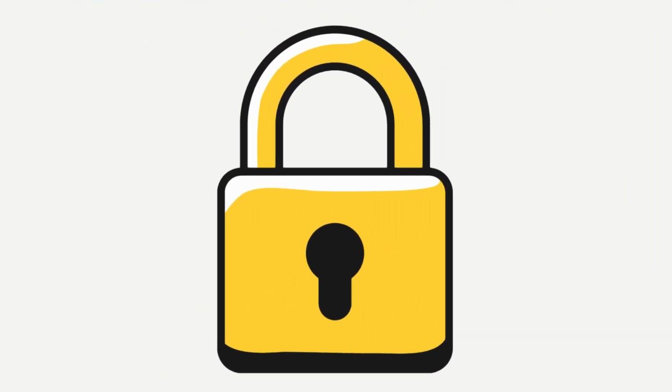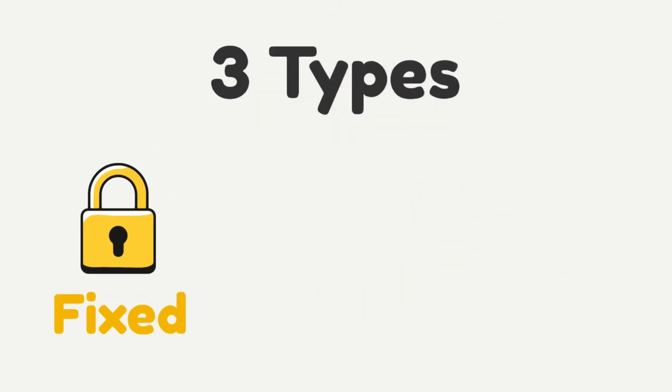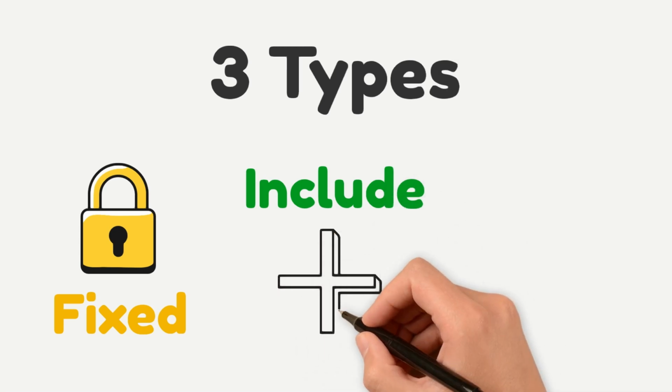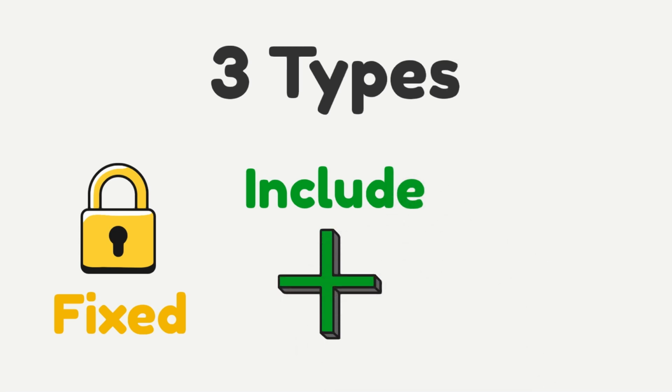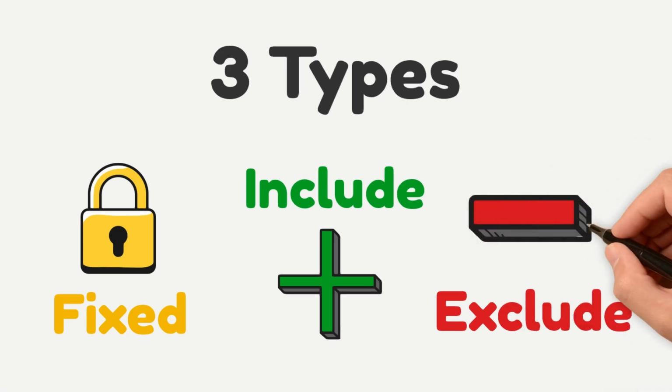This example that locks in the total uses a fixed LOD. But there are three types of LODs. Fixed ignores the chart's dimensions and filters and calculates at a level you define. Include adds extra details to the calculation while still respecting the chart structure. And exclude removes details from the calculation even if they're present in the chart.